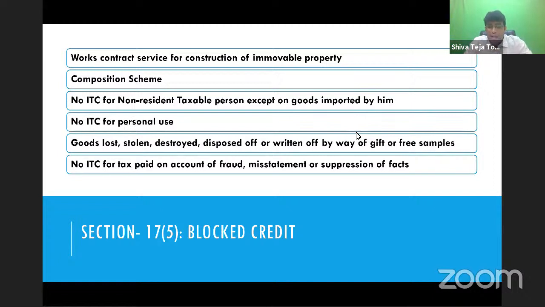Next, one more question. Sir, interior works done for office, we can't take credit. As I told you, we can't take credit related to construction of immovable property.